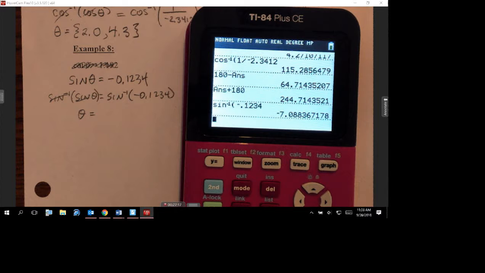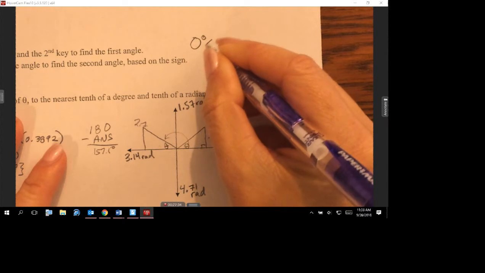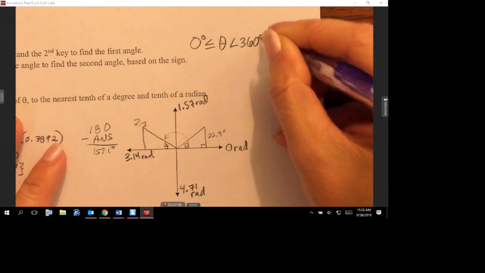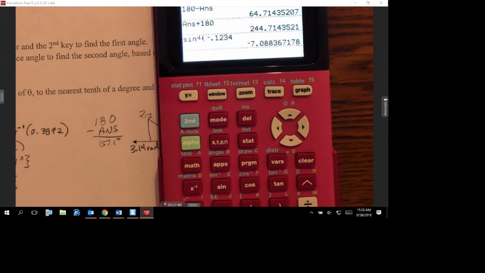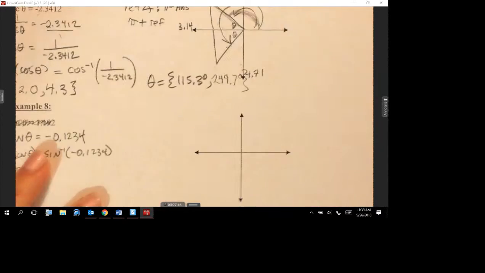So I got negative 7.1 degrees, and that's degree mode, so we know that's degrees and not radians. But, as it does not say in the directions, but I have told you, and I'm going to tell you right now again, the directions in the assignment are going to say your answer has to be from 0 to 360. Is negative 7 between 0 and 360? It is not. So let's figure this out.